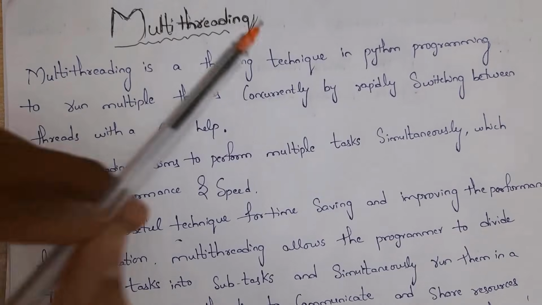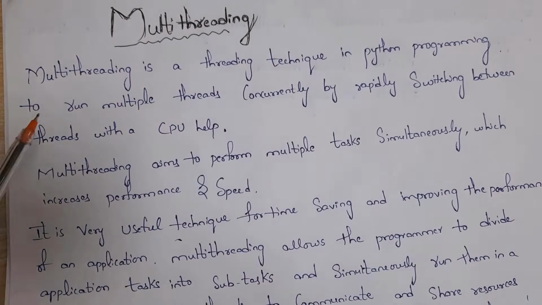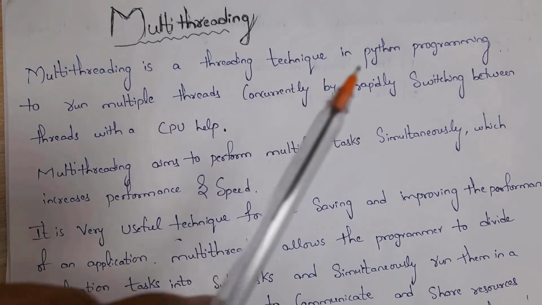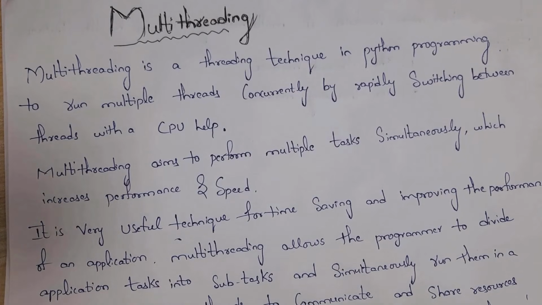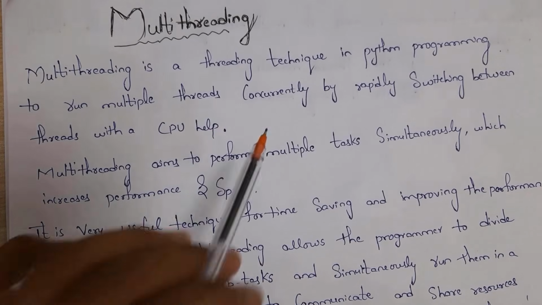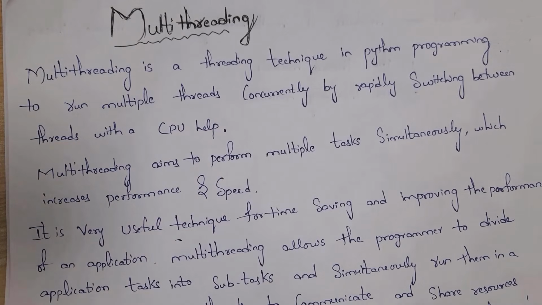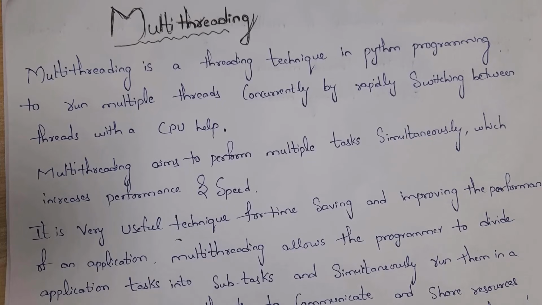Multithreading is a threading technique in Python programming to run multiple threads concurrently by repeatedly switching between threads with a CPU's help. Multithreading is a threading technique to execute multiple threads concurrently. We also call this concurrent execution parallel execution, that is, executing multiple threads at a time. And in order to execute multiple threads at a time, we take CPU help.